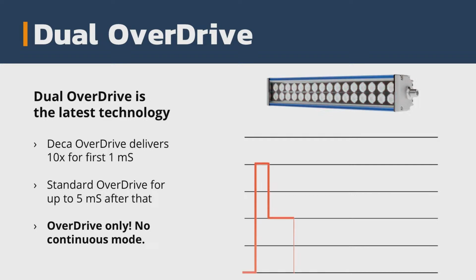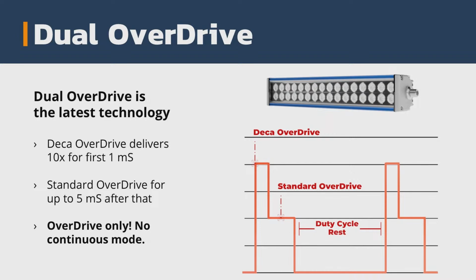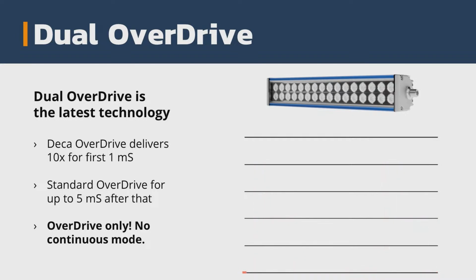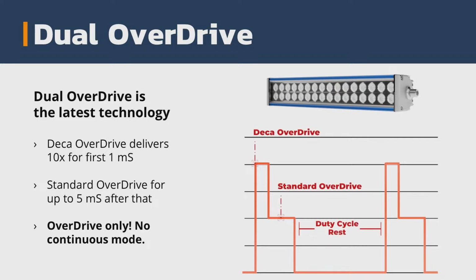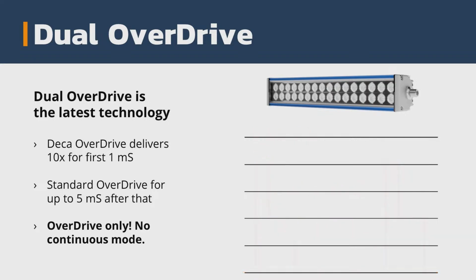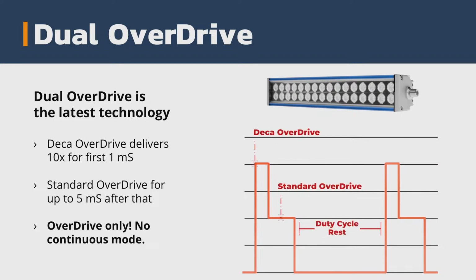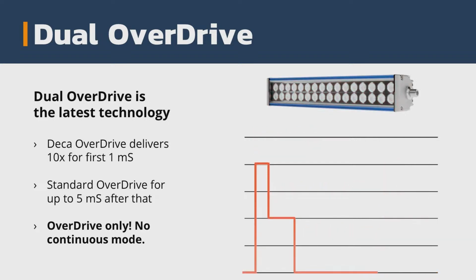10x the drive current will generally give us somewhere between 7 and 8x the light output. So we can have a lot of light for that first millisecond. And then after the first millisecond, if the trigger is still active and the light is held on, the light internally automatically drops to our standard overdrive level, which I've told you previously is around 5x the current level. So we can have standard overdrive for up to 5 milliseconds after that. So dual overdrive is named because it's two steps between deca and standard overdrive.